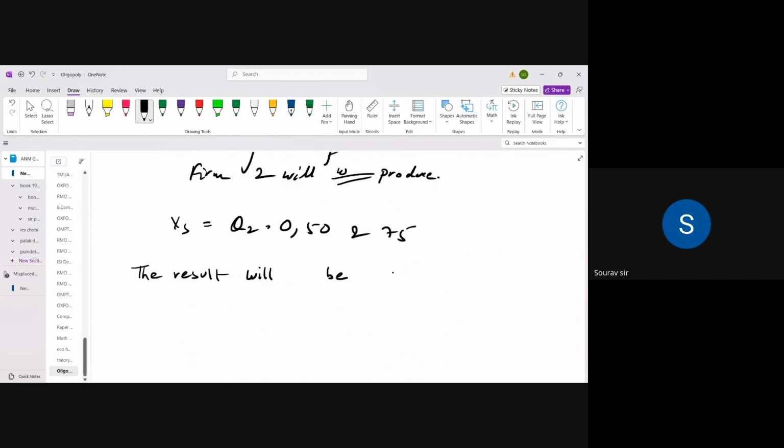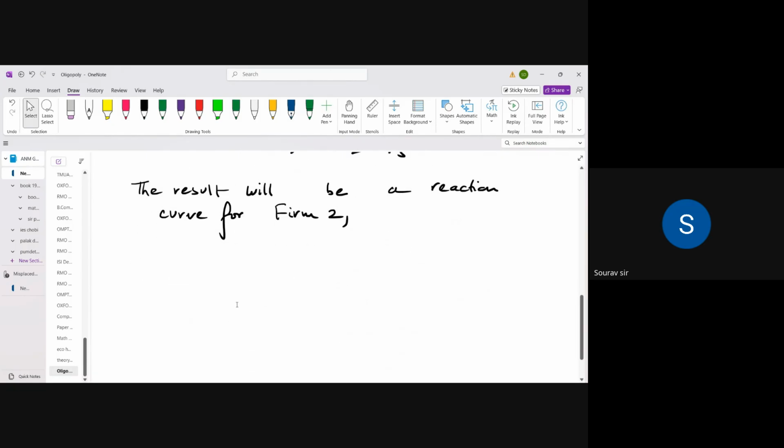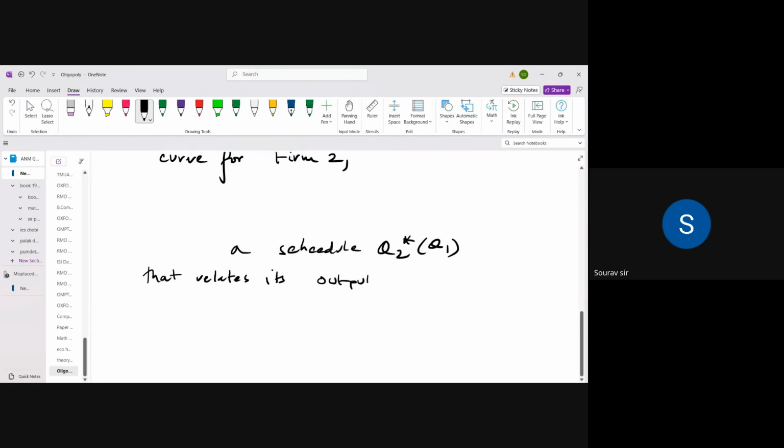a reaction curve for firm 2. That means a schedule Q2 star given Q1 for firm 2, that relates its output to the output that it thinks firm 1 will produce.